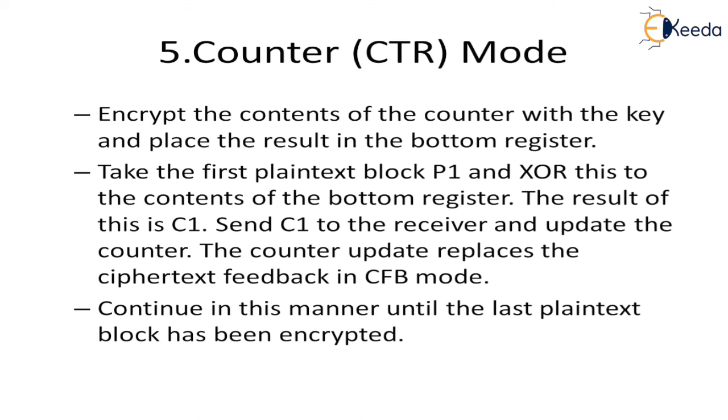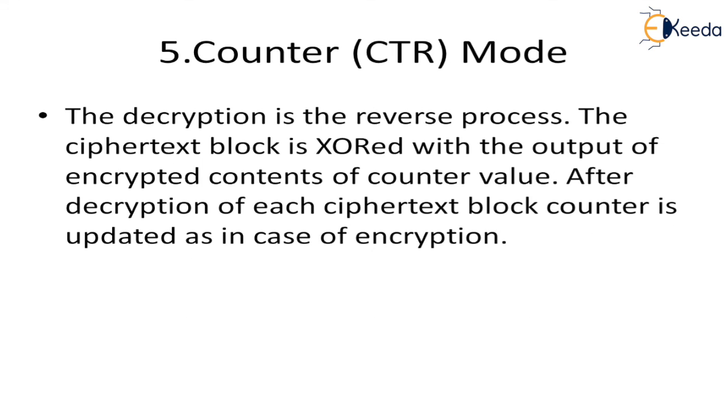The next operation for the counter mode is to encrypt the contents of the counter with the key and place the result into the bottom register. Take the first plaintext block P1 and XOR it with the content of the bottom register. The result of this is C1. Send C1 to the receiver and update the counter. The counter update replaces the ciphertext feedback in CFB mode. Continue in this manner until the last plaintext block has been encrypted.